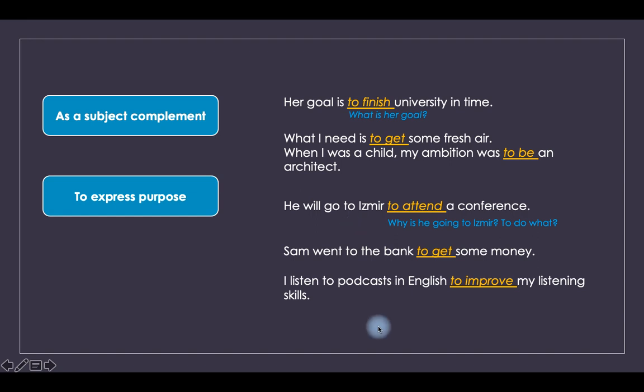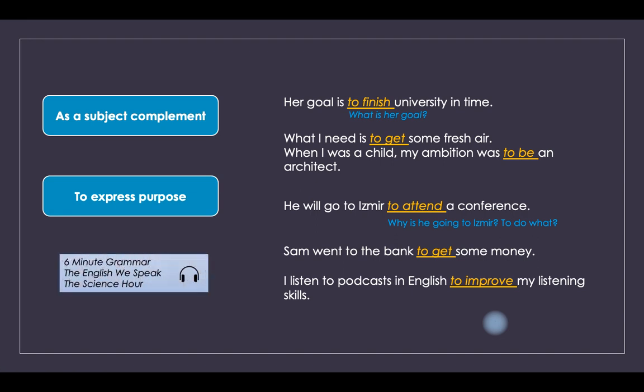I listen to podcasts in English to improve my listening skills. Why do I listen to those podcasts? To improve my listening skills. For example, I listen to 6-minute English grammar, the English we speak, or the Science Hour podcasts to improve my listening skills, or in order to improve my listening skills.